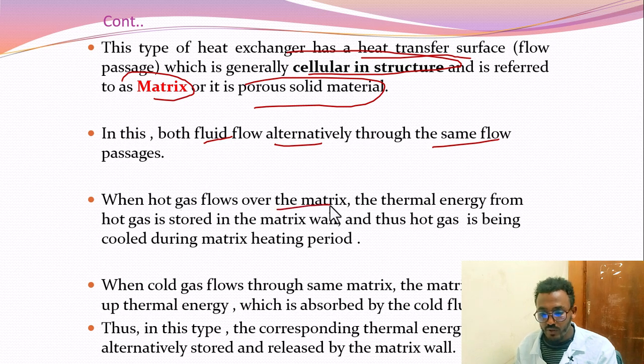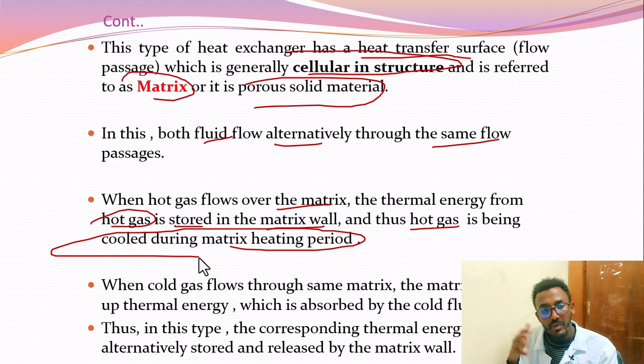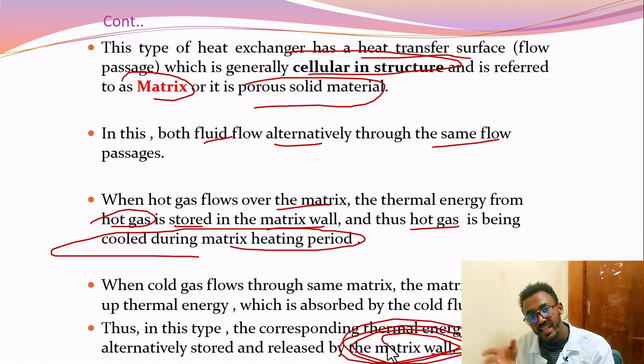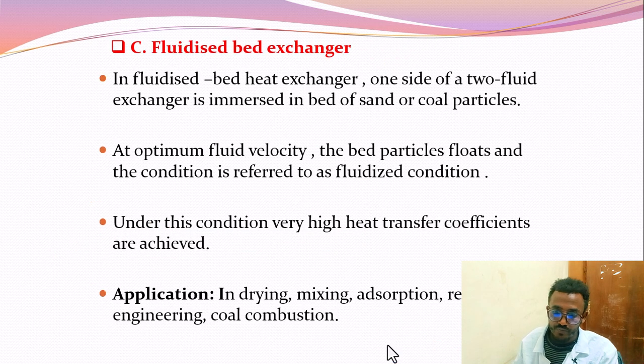When the hot gas flows over the matrix, the thermal energy from the hot gas is stored in the matrix wall, and the hot gas is being cooled during matrix heating. So in this type, the thermal energy is alternately stored and released by the matrix wall.